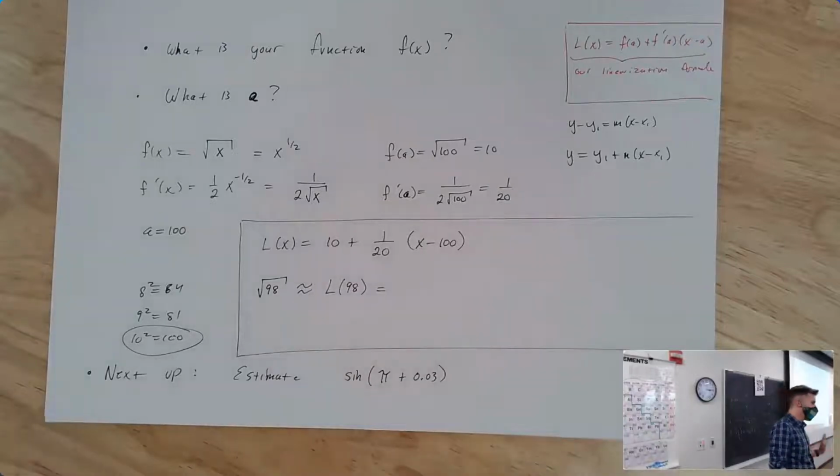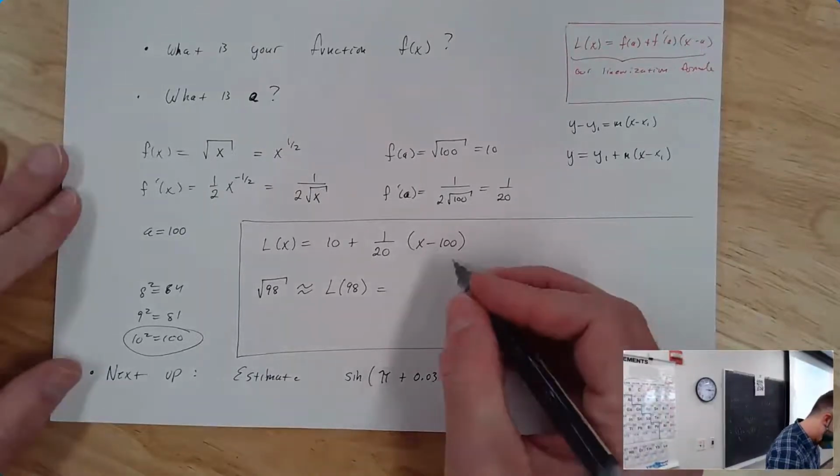Before we get an answer, should the square root of 98 be a little bit bigger than 10 or a little bit smaller than 10? Smaller, right? So it's good to think about what our answer should look like. It's going to be a little smaller, but it should not be super far from 10. It should be like 9 point something.